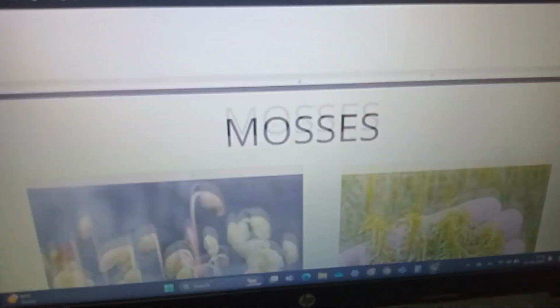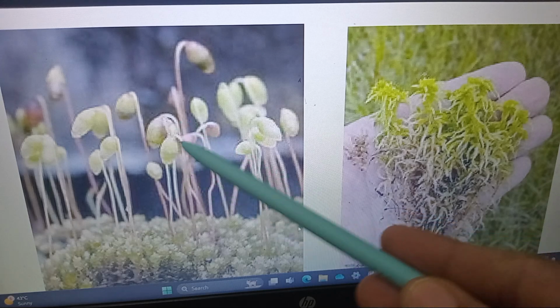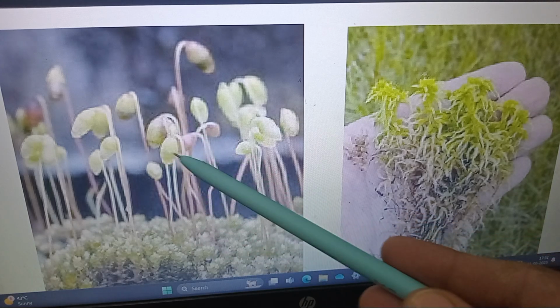The third, more common group which you have to remember is the mosses. The mosses are exemplified by Funaria. This is Funaria. In this Funaria we are seeing there are spirally arranged leaf-like structures. On this spirally arranged leaf-like structure the gametes would be produced. The gametes will fertilize, and after fertilization the zygote will give rise to this structure, which is the sporophyte.